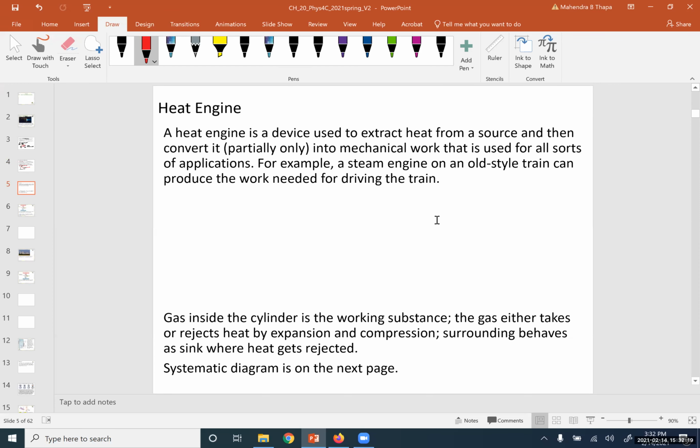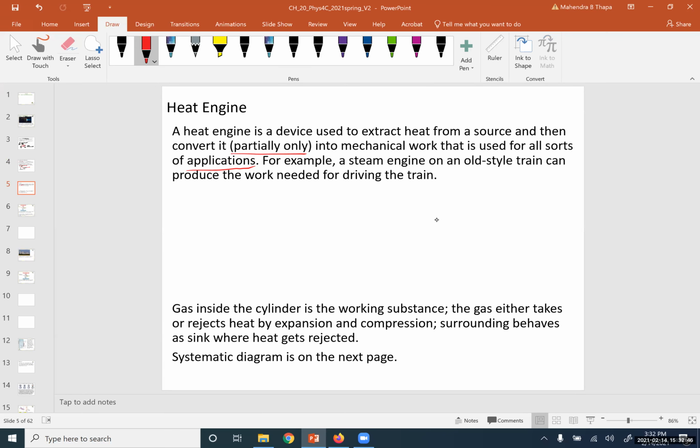So let's talk about the heat engine. A heat engine is a device used to extract heat from a source and then convert it, not completely, be careful, only partially, into mechanical work. That is used for many sorts of applications. For example, in the simplest case, we have a cylinder with gas, fitted with a piston.